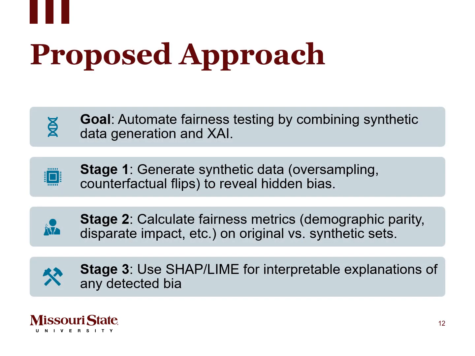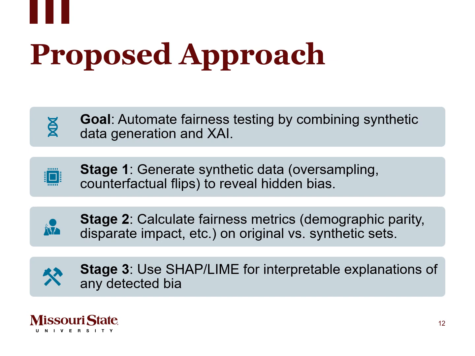Coming on to approach, our approach has three key stages. The first one is synthetic data generation. We oversample minority groups, for example with SMOTE, or flip protected attributes to create counterfactual pairs, ensuring we test the model under balanced and what-if conditions.